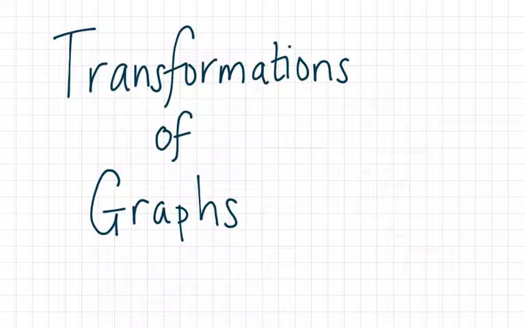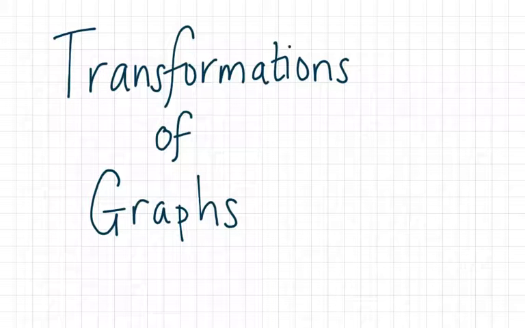In this video, we're going to look at transformations of graphs. Transformations means we are moving the graphs, either moving them left or right or up or down. We might be reflecting the graphs over an axis or over a line, or we might be stretching and skewing the original graphs.